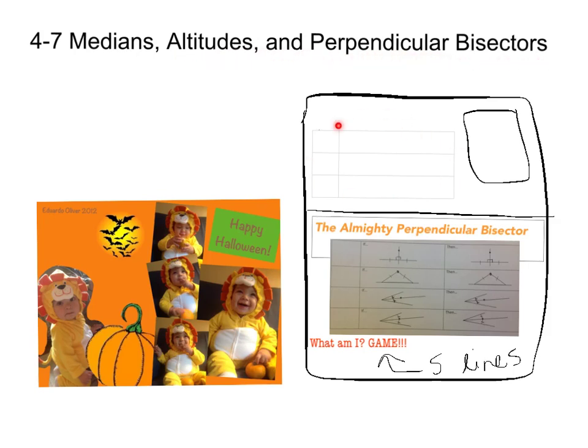Today you're going to be creating a table on your top section. About halfway down, you'll write the title, The Almighty Perpendicular Bisector. You have a glue-in that I hope you grabbed. And the last 5 lines at the bottom I'd like you to reserve for the What Am I game.